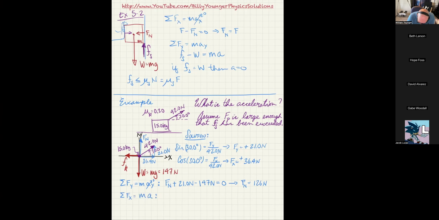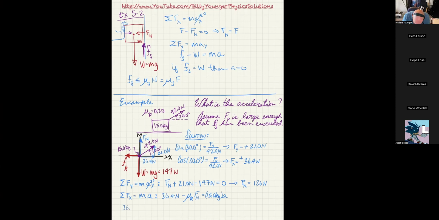The forces acting in the x direction, of course, are the 36.4 newtons, which is acting in the positive direction, minus (remember it's plus a negative, but minus) the friction force, which in this case is the kinetic friction. So we're going to say mu kinetic times the normal force, and then all that's going to be equal to 15.0 kilograms times a.